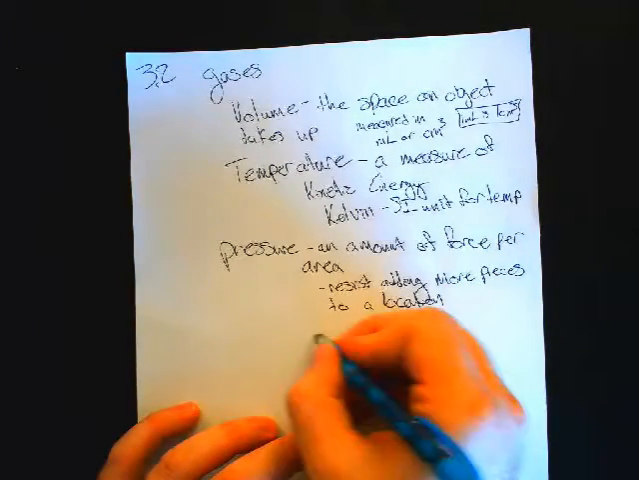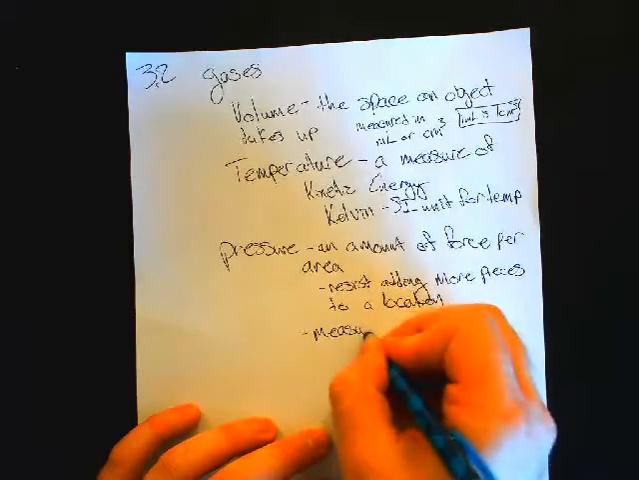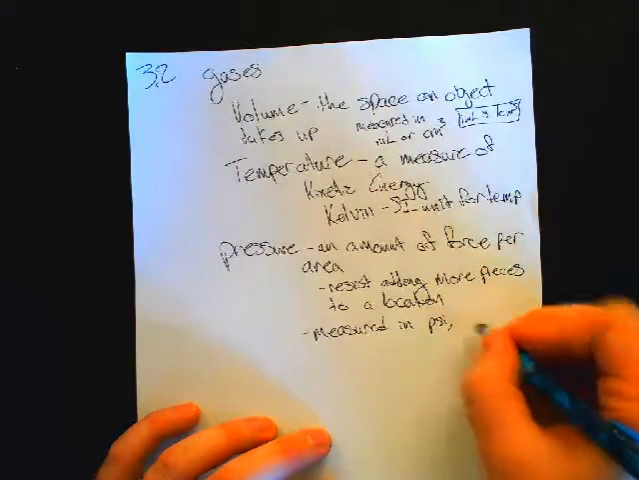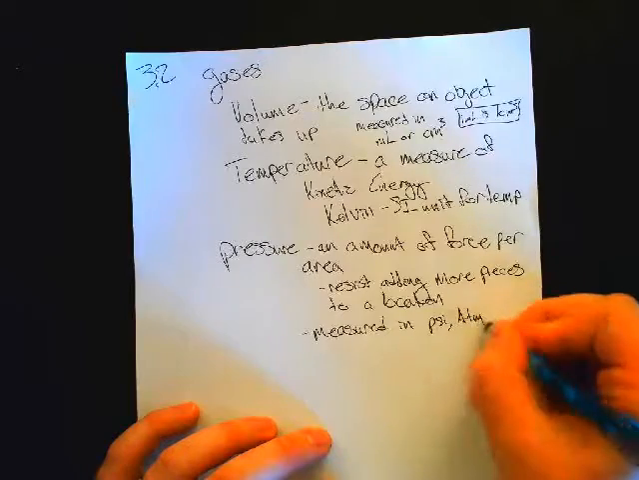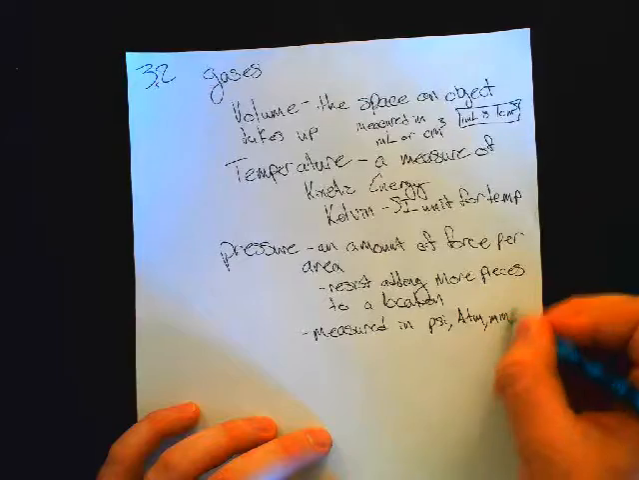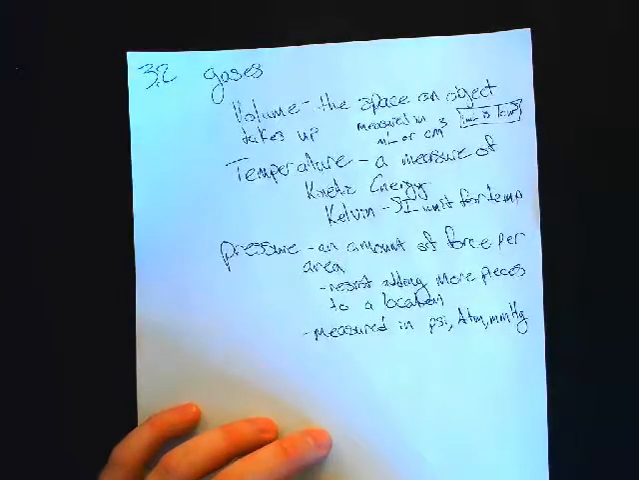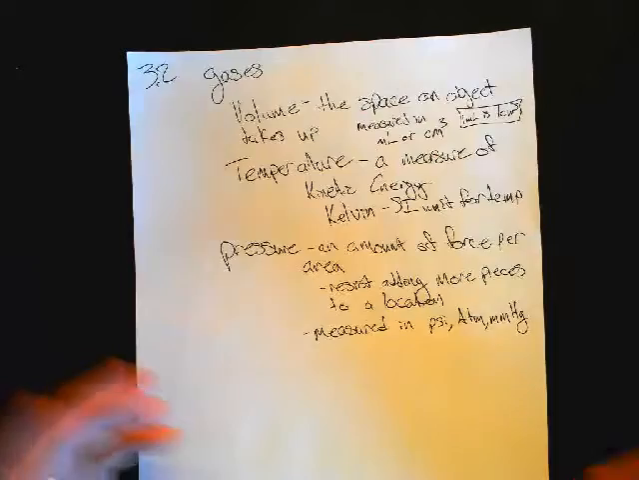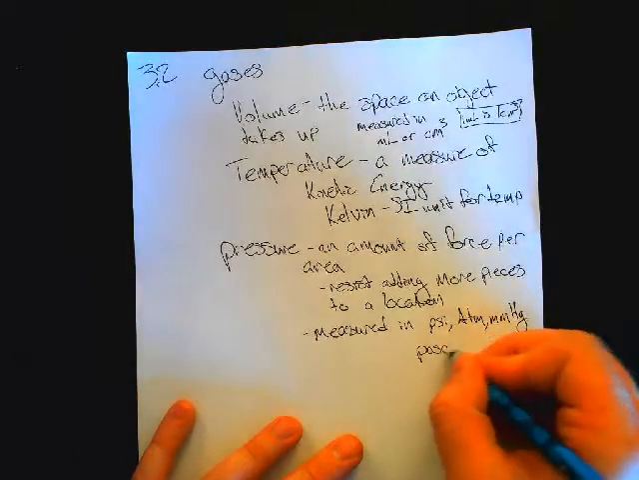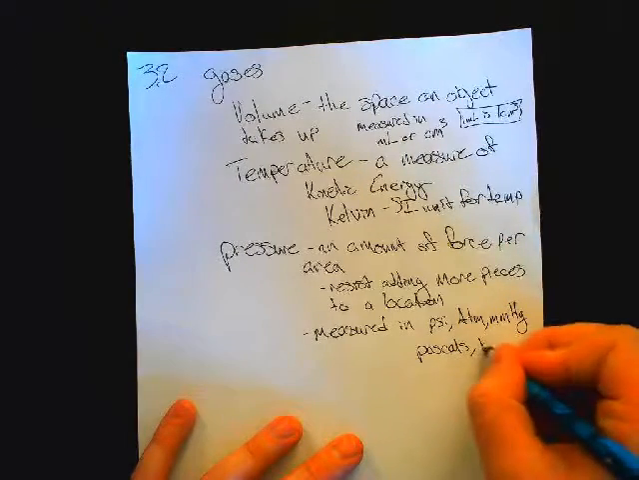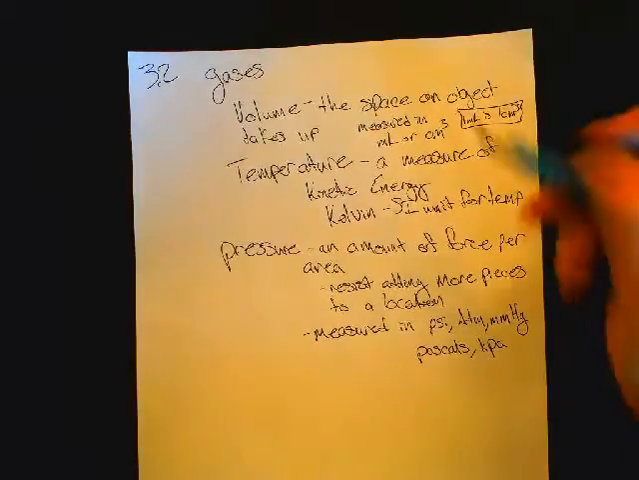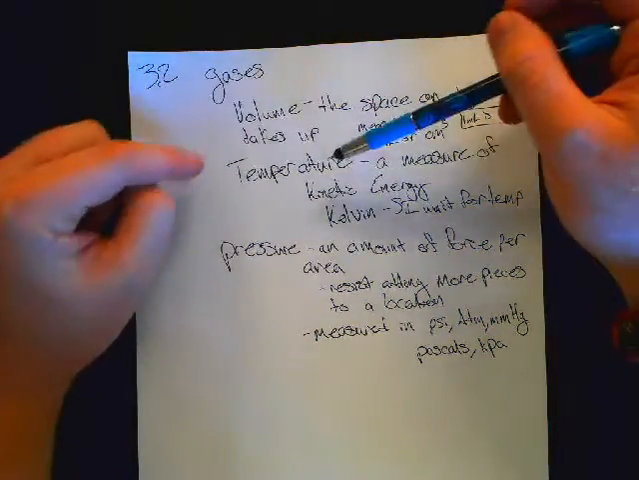Typically, we're going to measure pressure in, we can talk pounds per square inch, PSI. We could talk atmospheres. You are currently under 1 atmosphere of pressure. We could talk millimeters of mercury, mmHg. Okay? All of these different things are different ways of measuring pressure. We could also talk pascals or kPa, kilopascals, which you'll see on a worksheet later today. Questions about what volume, temperature, or pressure are?